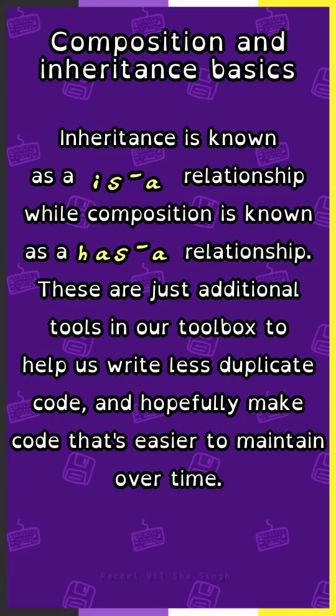Inheritance is known as an is-a relationship, while composition is known as a has-a relationship. These are just additional tools in our toolbox to help us write less duplicate code and hopefully make code that's easier to maintain over time.